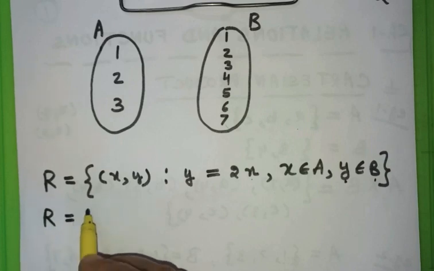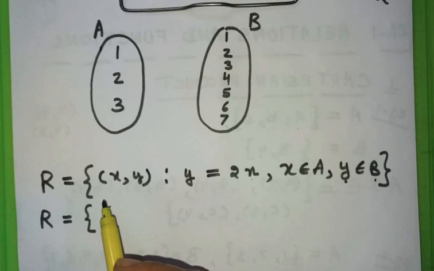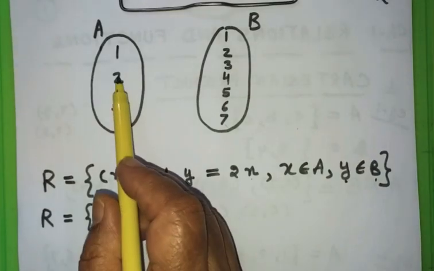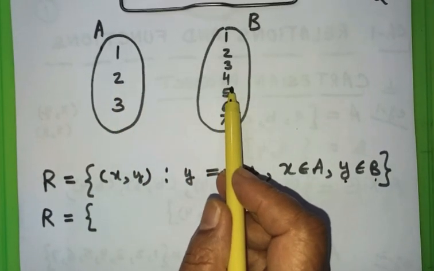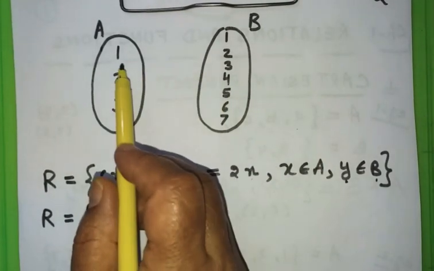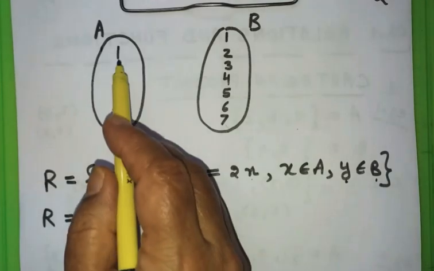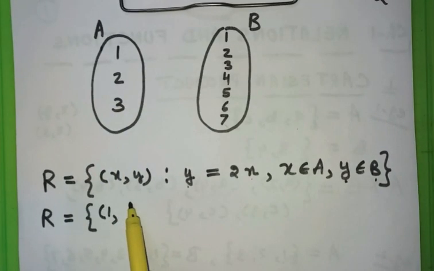So now R will contain the ordered pairs such that first element is from A, second element is from B, but second element is double of first element. So if I take the first element 1, which is from A, now here at this place I can write that element which is double of 1 and that should be from B.